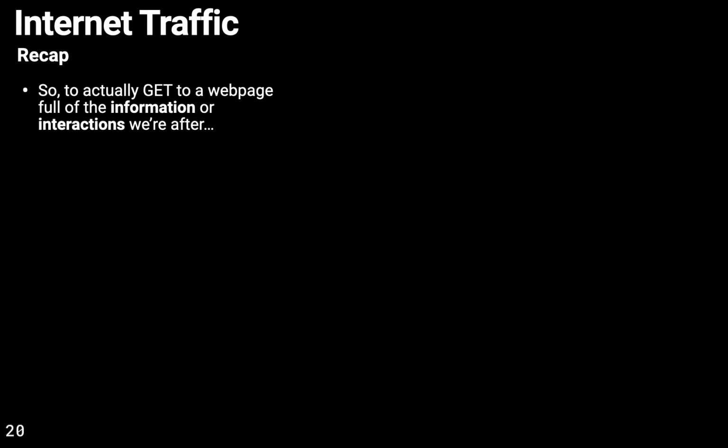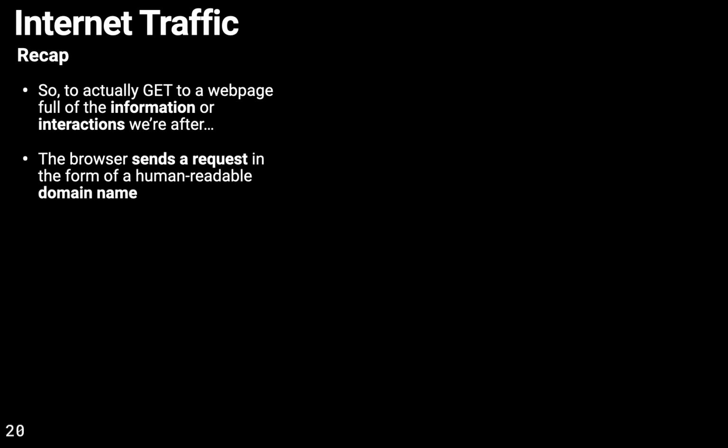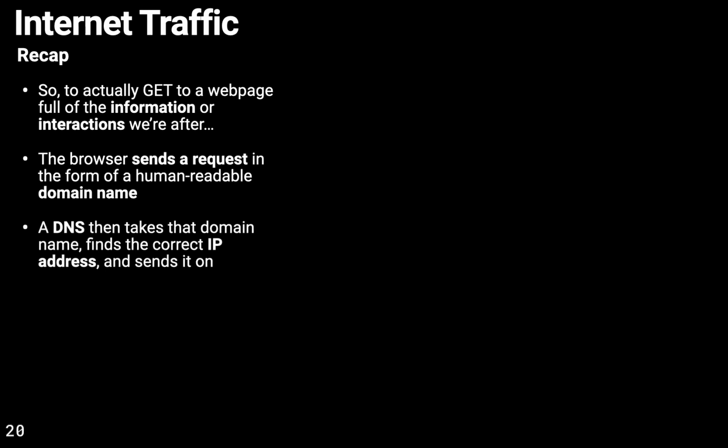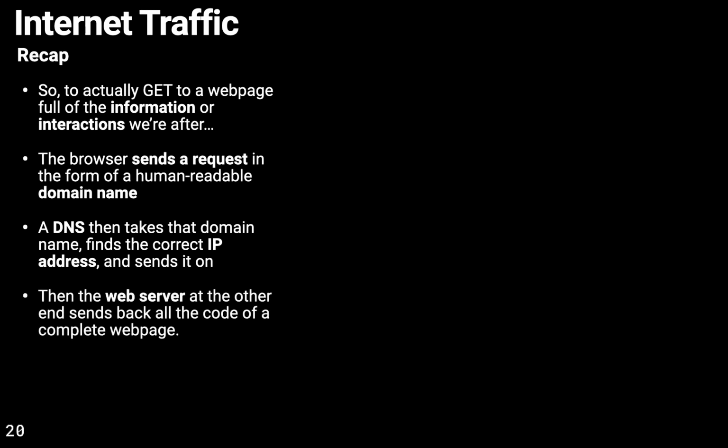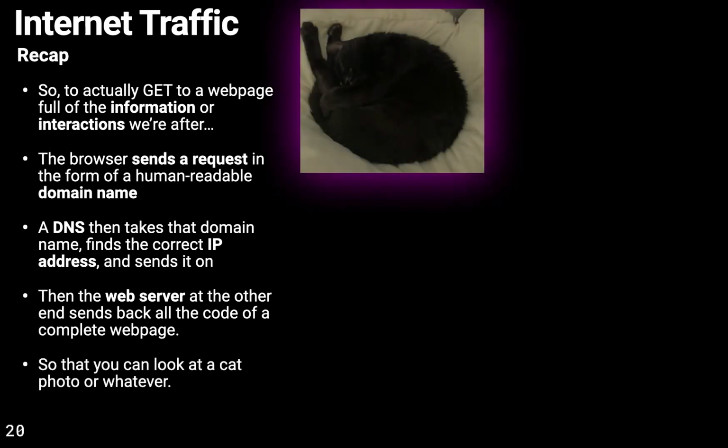So to recap, internet traffic in general. To get to a web page full of information or interactions that we are after, the browser sends that request in the form of a human-readable domain name. A DNS then takes the domain name, finds the correct IP address, and sends it onward, and then the web server at the other end sends all the code back of a complete web page so that you can look at a cat photo or whatever.